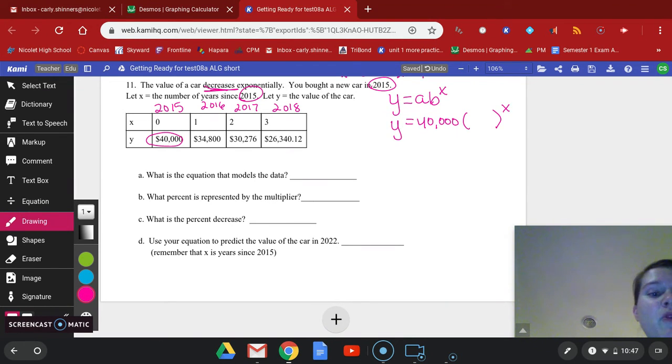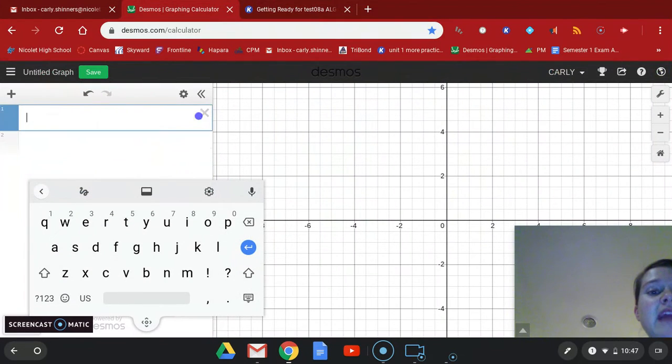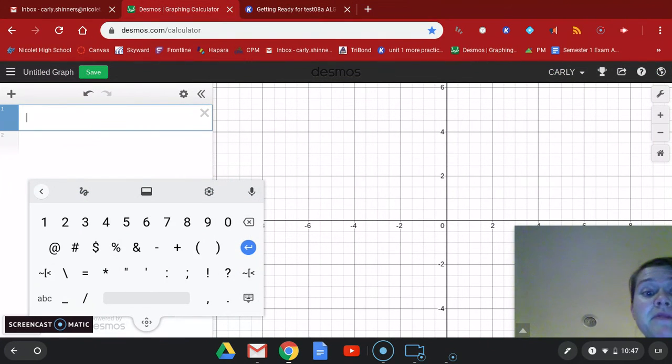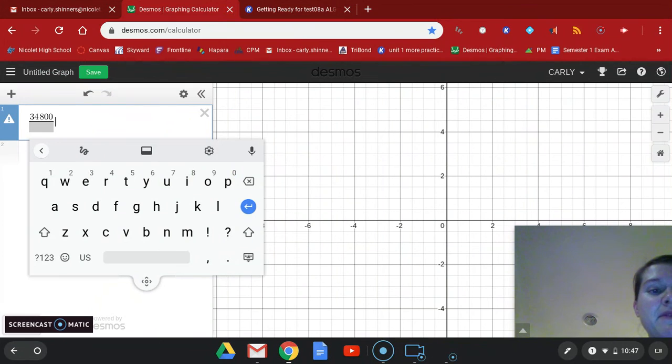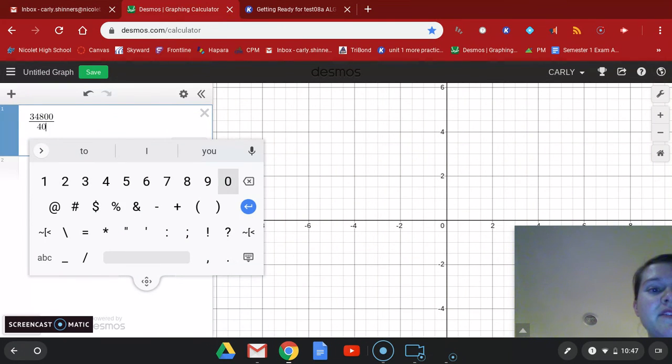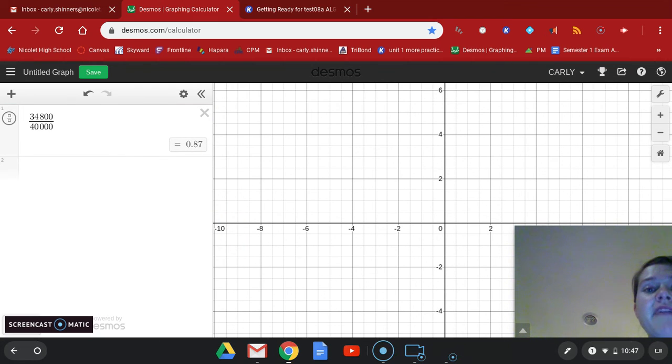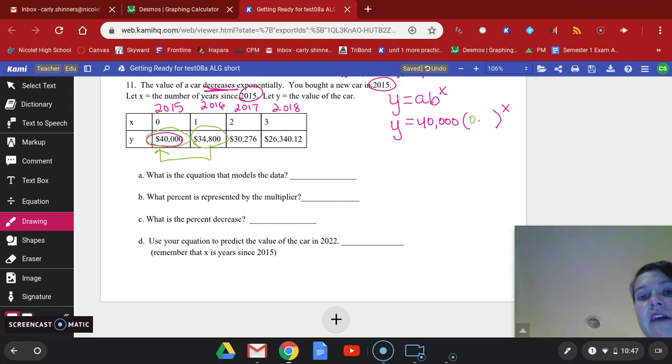My multiplier I'm going to find by dividing any term with the term that comes before it. And I better get something that's less than 1 because the problem said it was decreasing in value. So either the problem is lying to us or I made a mistake, right? We should get something less than 1 since it's decreasing. Okay, I get 0.87, which makes sense when I divide those two numbers. So there's my equation.